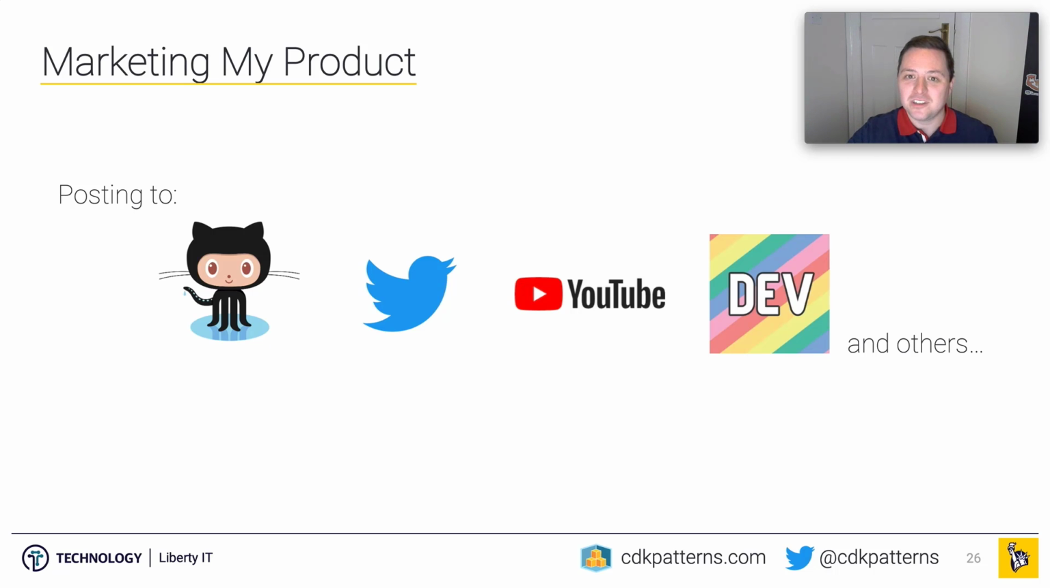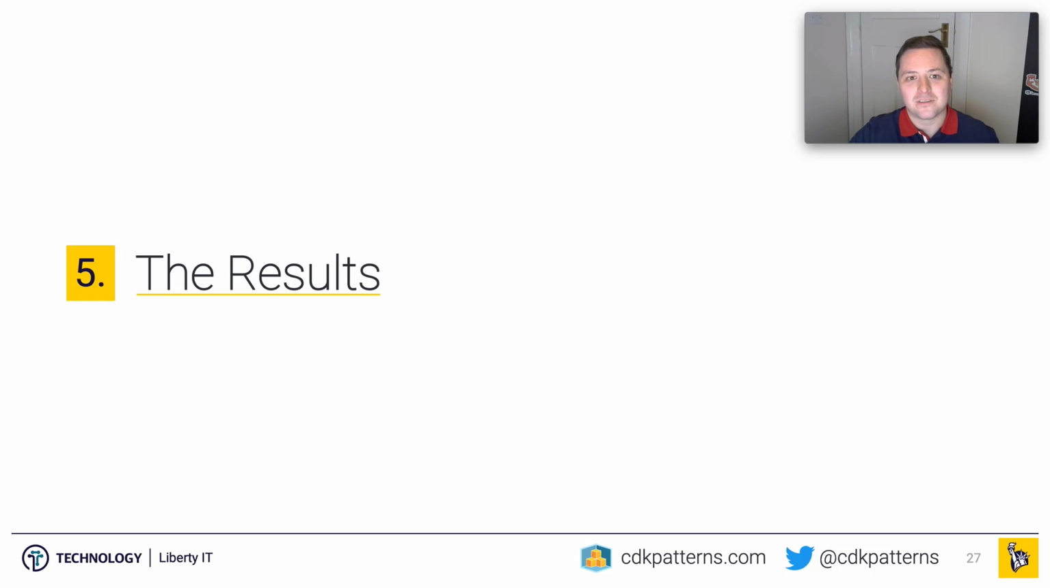And that meant I was posting to GitHub. I created the Twitter handle you can see at the bottom of the screen, at CDK Patterns. I created a YouTube channel and have been posting videos of me talking about the patterns. And I've been blogging on the Practical Dev as well as a few other platforms, but we'll focus on these four. So how did that work out?